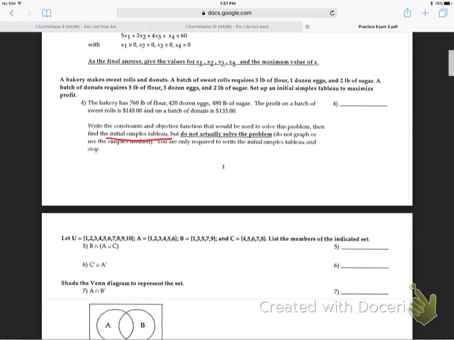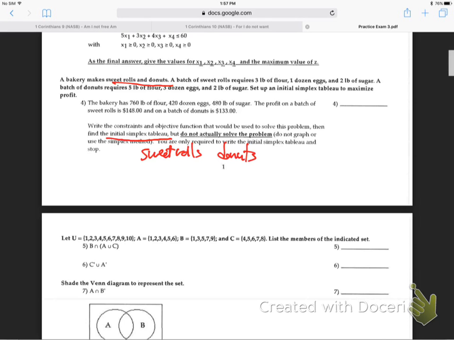So what are they asking for? In the end, there's somewhere they say how many of this or that. Where does it say that? Sweet rolls and donuts. At the top of the first sentence: a bakery makes sweet rolls and donuts. I guess that's as good as it's going to get for us. So sweet rolls and donuts go across the top.